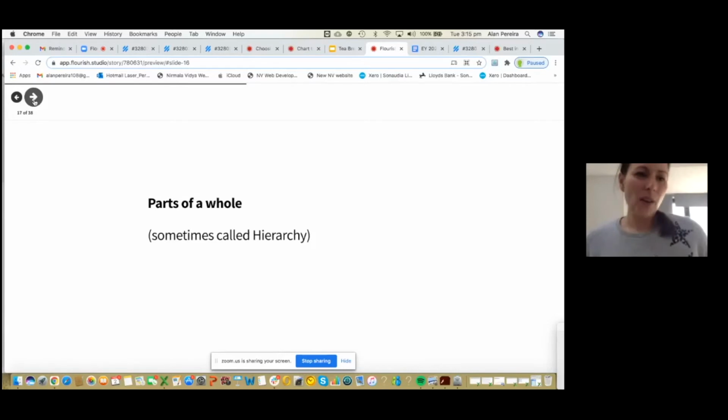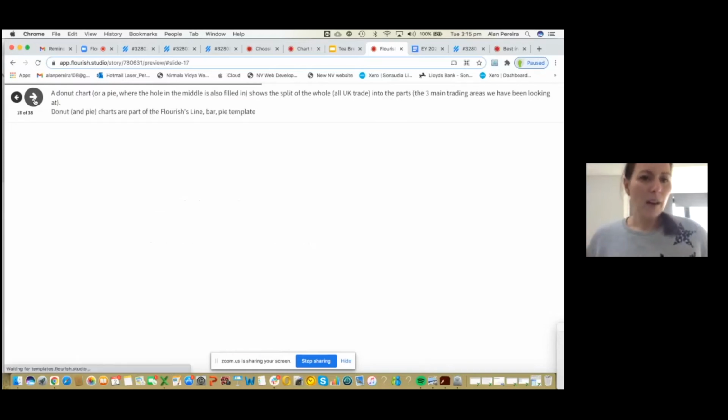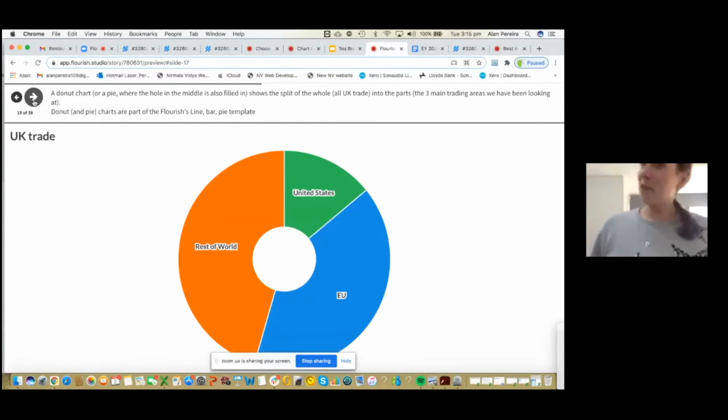On to our next area, which is parts of a whole. And in Flourish, we call this hierarchy, and you will be using our hierarchy template to look at most of the examples here. Apart from the first one.